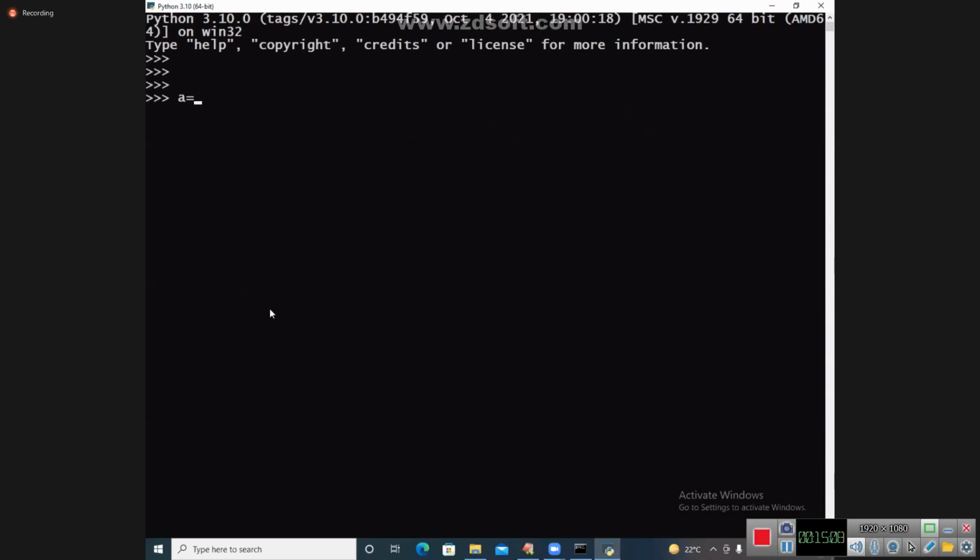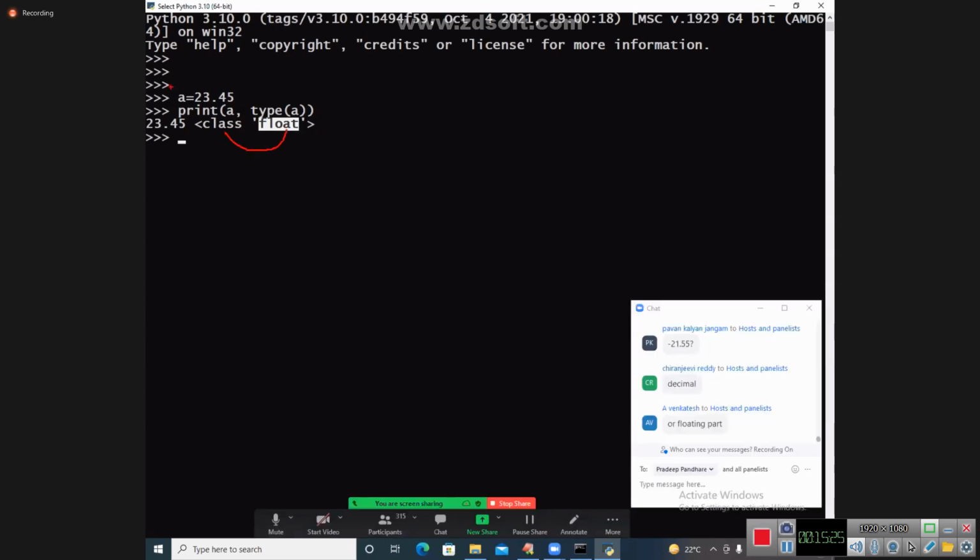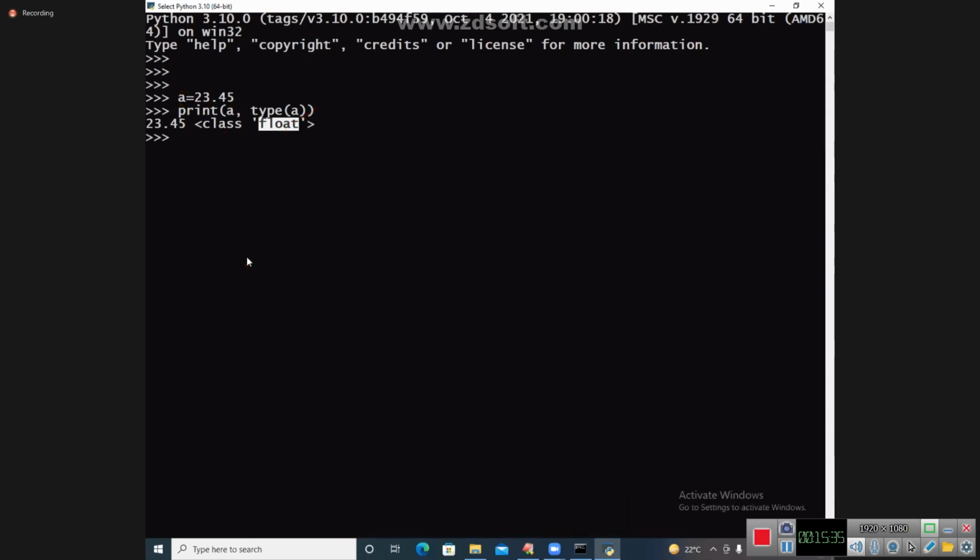Now here A is equal to 23.45, print of A comma type of A. 23.45 is of type what? Float. What is float? Float is called a class. What is this A? It is called an object, of float class type. Now A is equal to 0.99, print of A. I'm getting 0.99, float.